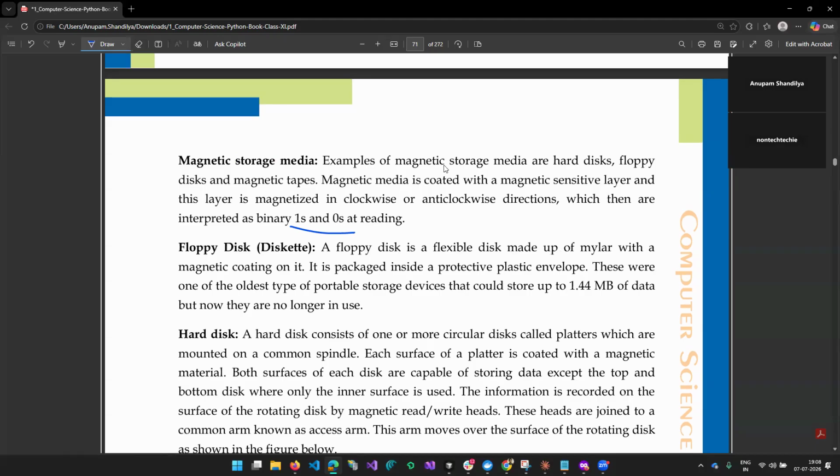Magnetic storage media is coated with a magnetic sensitive layer, and this layer is magnetized in a clockwise or anti-clockwise direction. Using this direction, we do the interpretation of binary ones and zeros. Floppy disk, a flexible disk made of mylar with magnetic coating. It is packaged inside a protective envelope. These were the oldest. It could store only 1 MB, 1.5 MB.